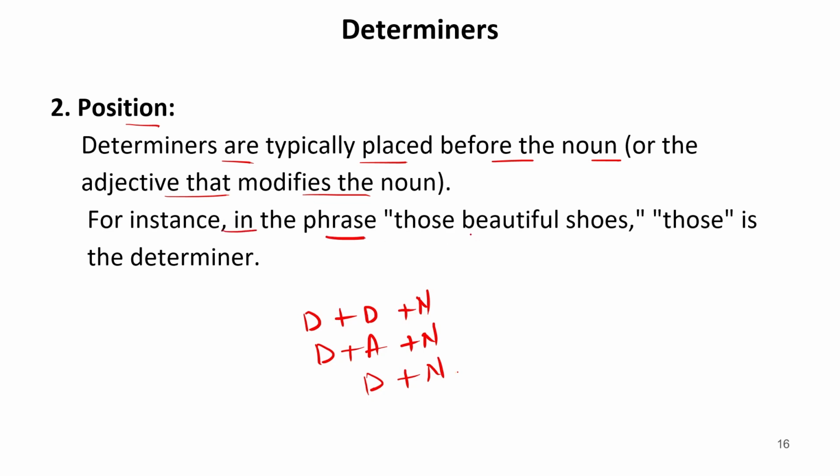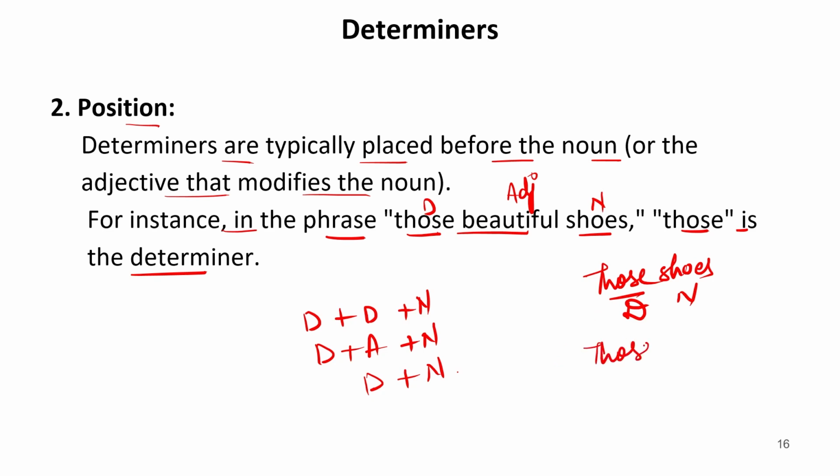For instance, in the phrase "those beautiful shoes," you can see that shoes is the noun, beautiful is the adjective, and "those" is the determiner. If I say "those shoes," in this case shoes is the noun and "those" is the determiner. If I say "those few shoes," here shoes is the noun, "few" is a determiner, and "those" is also a determiner. So there can be various structures of placing determiners before a noun. Now let us move to the next one.